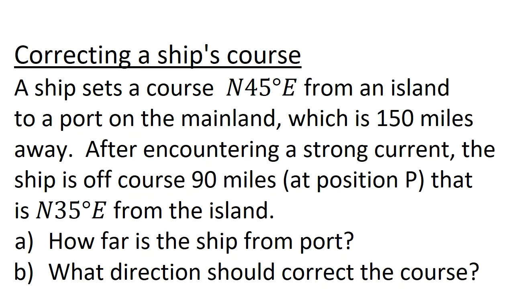This problem is about correcting a ship's course. It's a trigonometry problem. A ship sets sail on a course north 45 degrees east from an island to a port on the mainland, which is 150 miles away. It gets into a strong current and goes off course 90 miles later at position P. That's north 35 degrees east from the island. We want to find out how far the ship is from the port and what direction will correct the course. Coming right up.